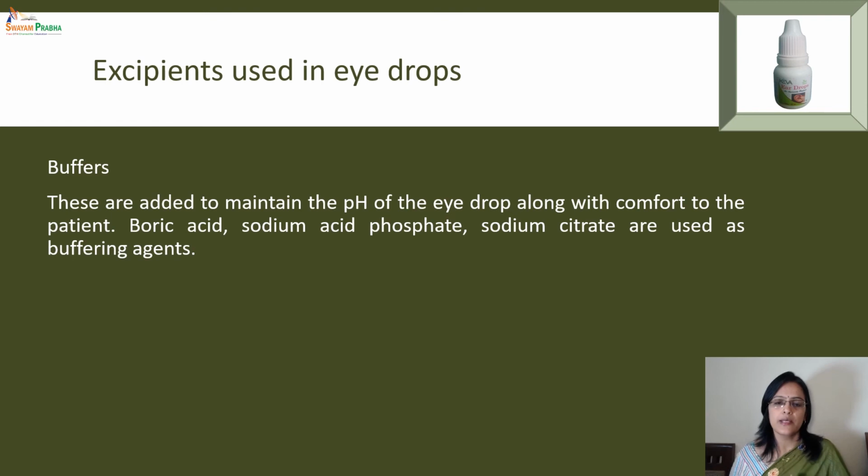Next is buffers. Buffers are added to maintain the pH of the eye drop along with the comfort, because if the pH is not optimum, it is going to cause irritation, some sort of itching, and discomfort to the eye. Boric acid, sodium acid phosphate, and sodium citrate buffers are used to maintain the pH.